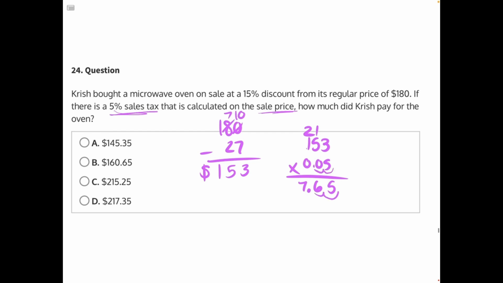$7.65 is our sales tax, so we need to add that on to 153, and be careful here. Remember, we're dealing with money, so set it up, $153.00, so that you can line up your decimal when you add. That is very, very important. 0 plus 5 is 5, 6, bring down your decimal, 3 plus 7 is 10, 1 plus 5 is 6, bring down the 1. $160.65 is our answer, making B the correct choice.